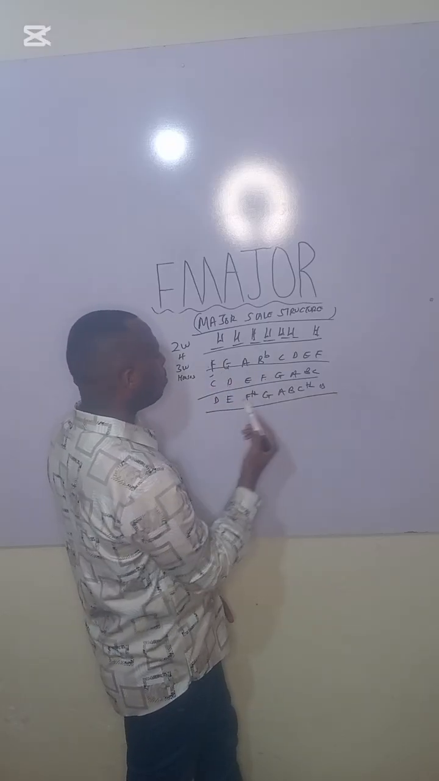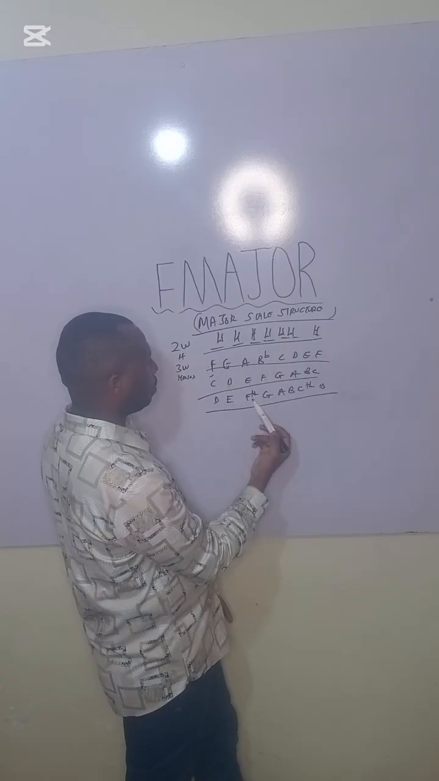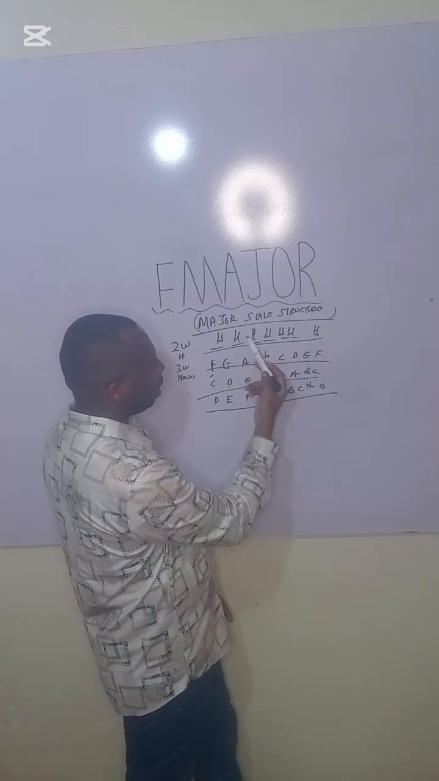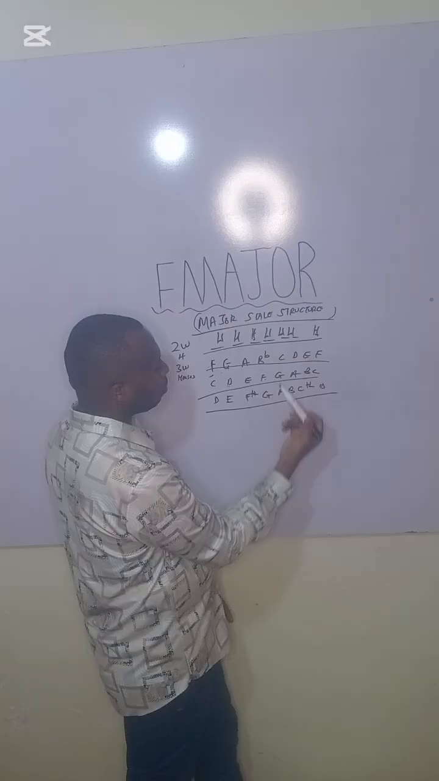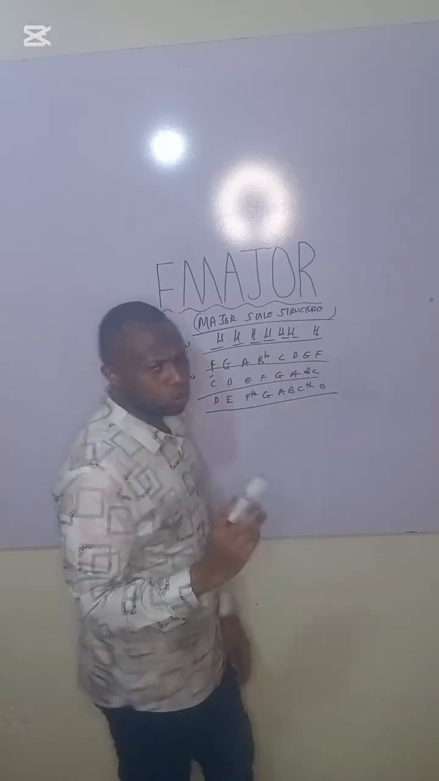And also in the D major scale, D to E is a whole step, E to F sharp is a whole step. From F sharp to G is a half step, from G to A is a whole step, from A to B is a whole step, and so on. So that's a good question.